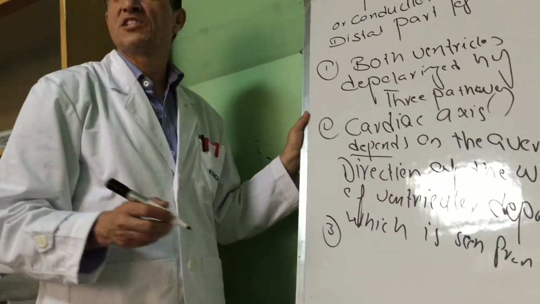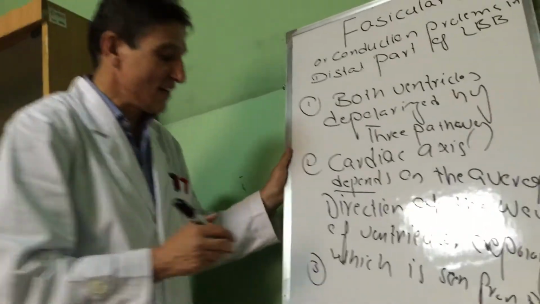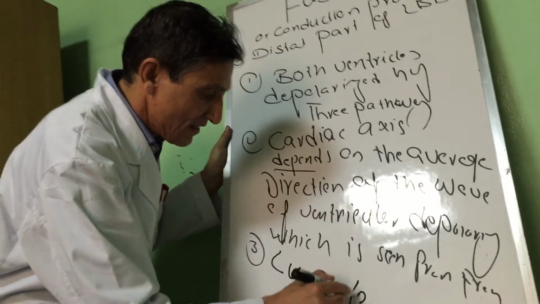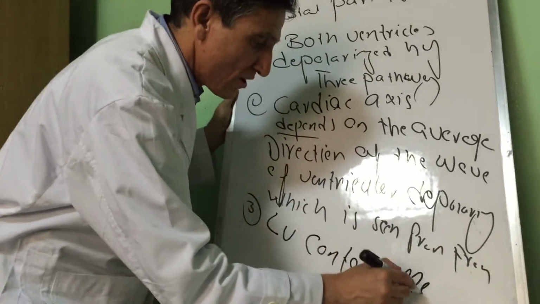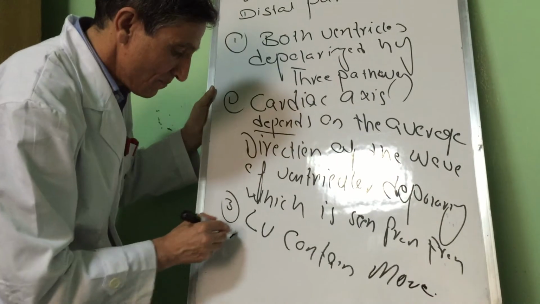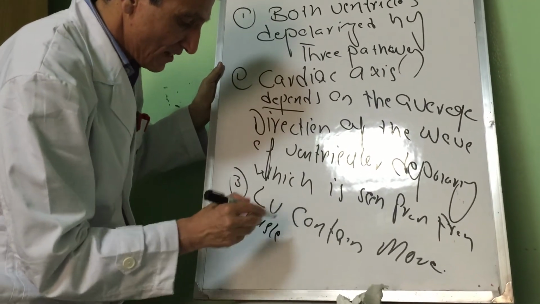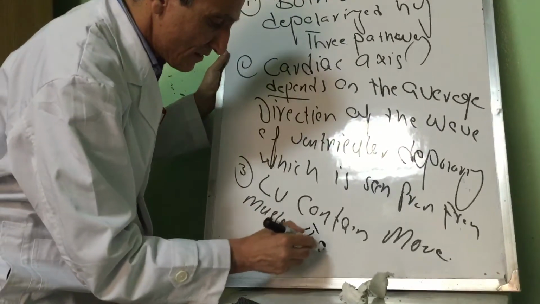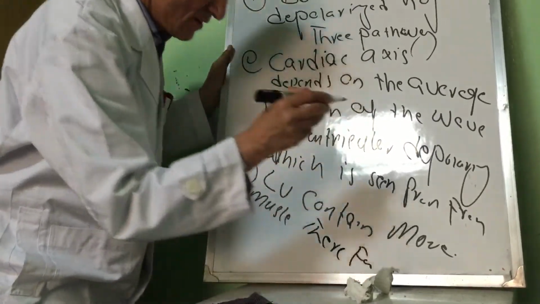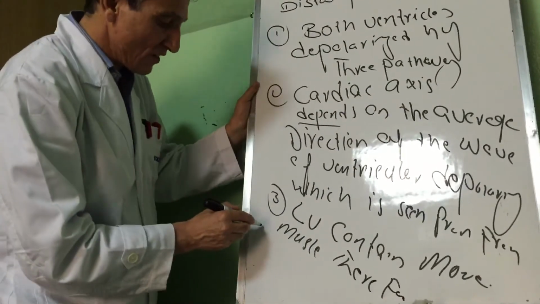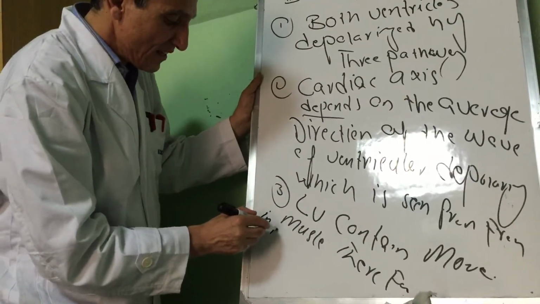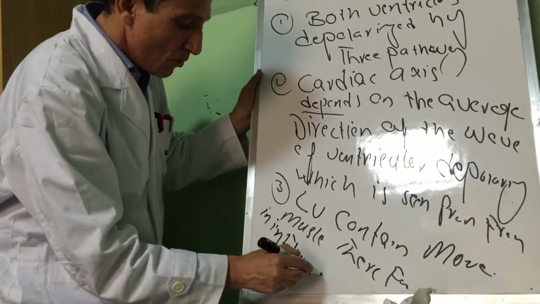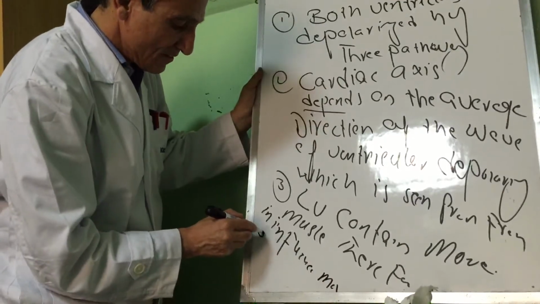Number 3, as I mentioned before so many times, the left ventricle contains more muscle. Therefore it influences the axis more.